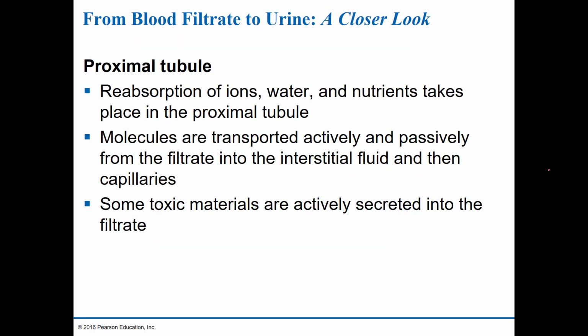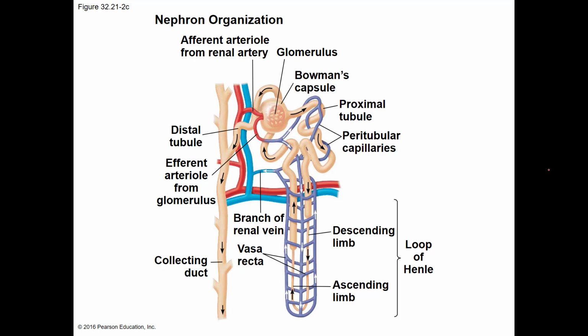The proximal tube of the kidney is what reabsorbs ions and water and nutrients, and molecules are transported actively and passively from the filtrate into the interstitial fluid and then the capillaries. Some toxic materials are actively secreted directly into the filtrate.